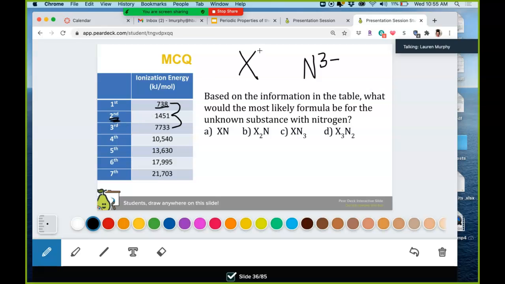If it loses 2 valence electrons, it becomes +2. So between a 2 and a 3, the common charge is 6. So you'd need 3 of these and 2 of these. So that's this formula.